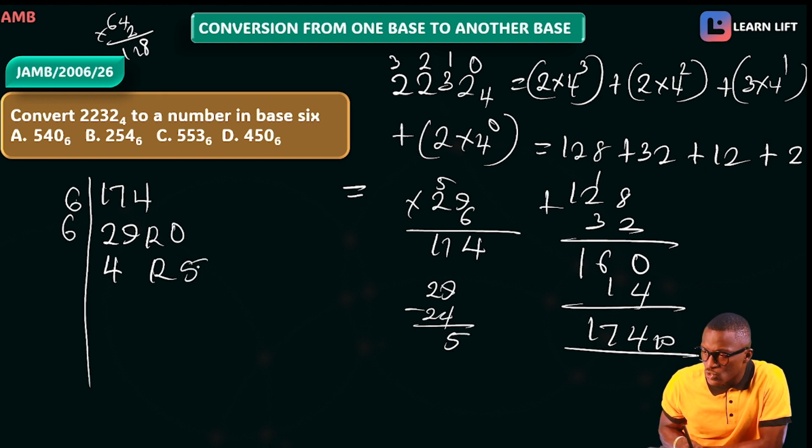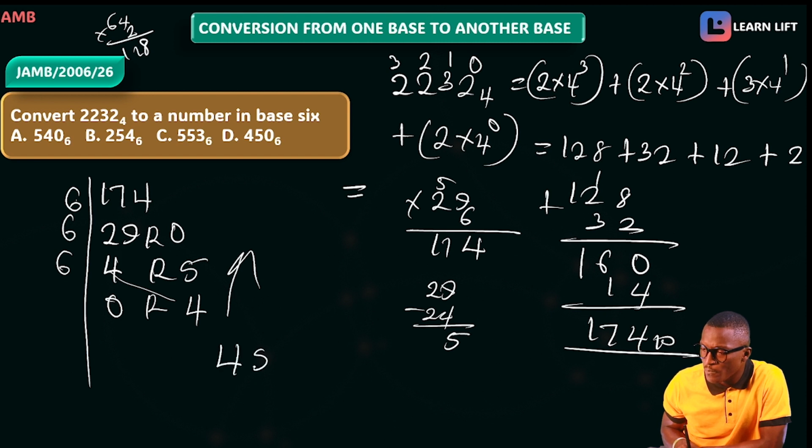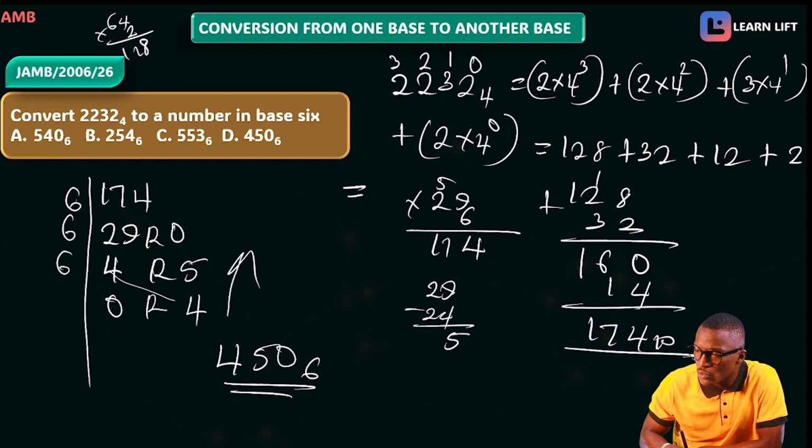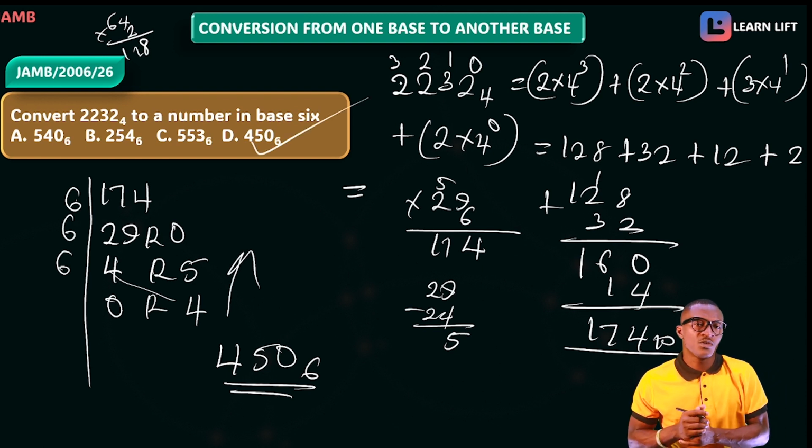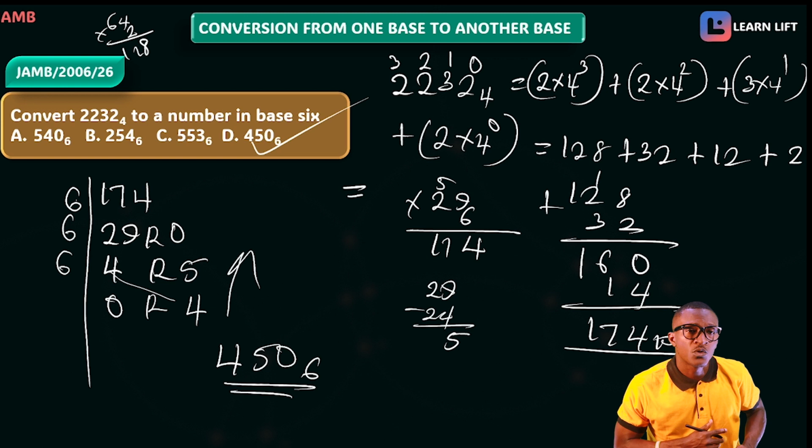Are you seeing that? So what again can go? 6 can still go, but 6 is bigger, it will be 0. Remember, you bring this 4, so here will be 4. So take our arrow upward. That becomes 450 base 6. And that becomes your option. Do you understand that?